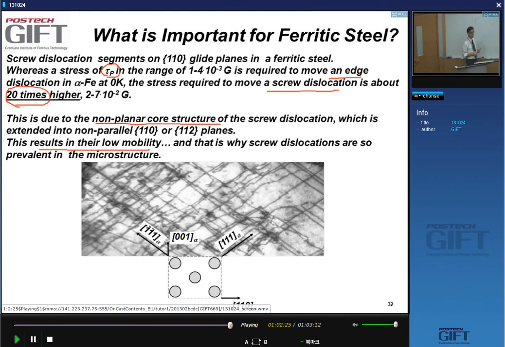So when you make a TEM sample of ferritic steels or alpha iron that's been deformed in single slip, that's what you see: long dislocation lines with b parallel to the line directions. So they're all screw dislocations. This is a direct proof of the fact that we have this non-planar core structure of screw dislocations in alpha iron.